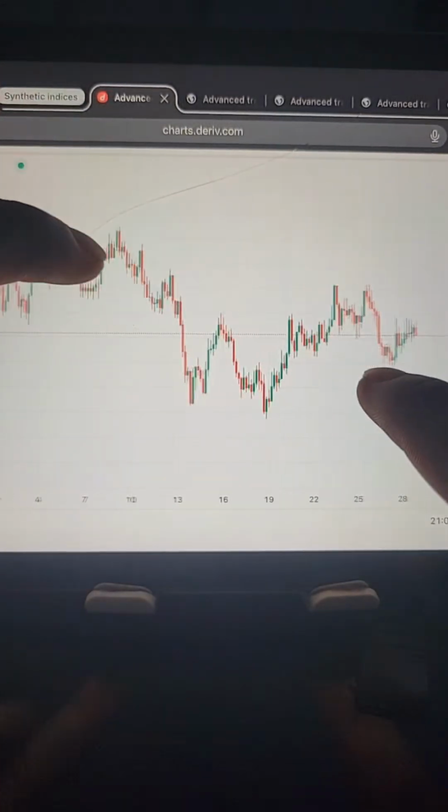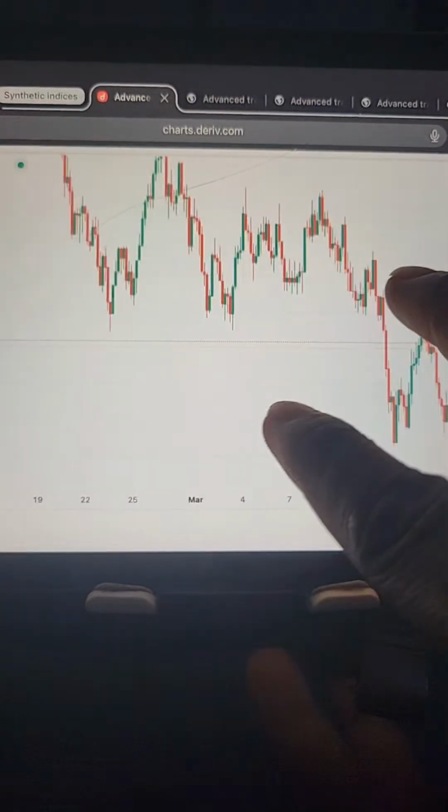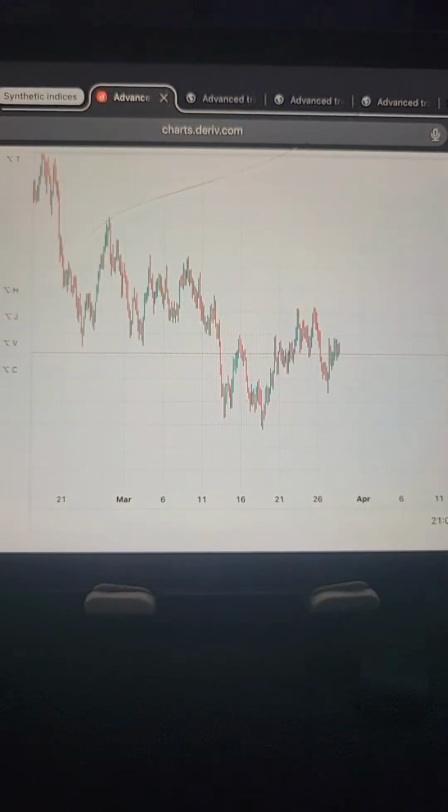So what I want to be looking for here is to only sell. I don't want to go against the market. So what we're going to identify now is our recent break of structure. So where is our recent break of structure? This is our recent break of structure.